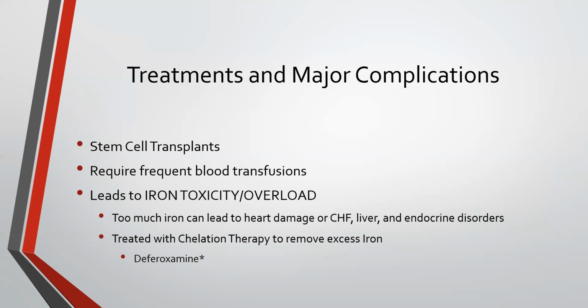And so what can happen here is there can be too much iron that will actually damage the heart. It might cause congestive heart failure. It may damage the liver or even the endocrine system at some point. The endocrine system is found throughout the body. And so it just would depend on where the iron has settled as to where the endocrine disorder would be.